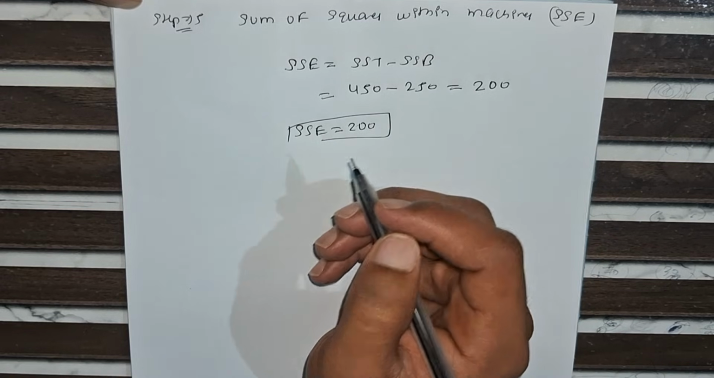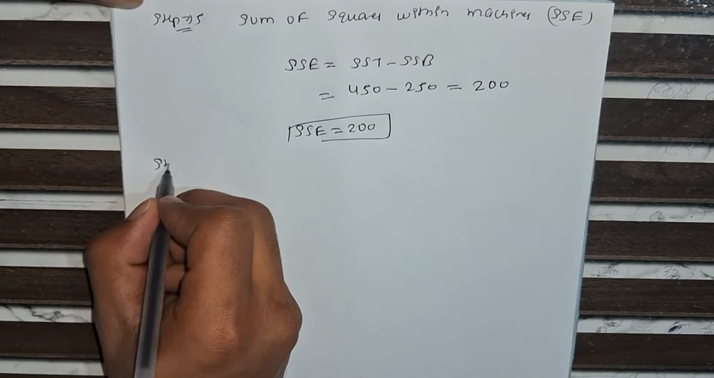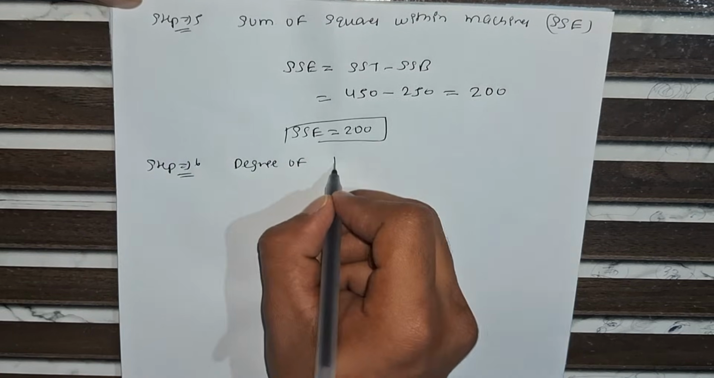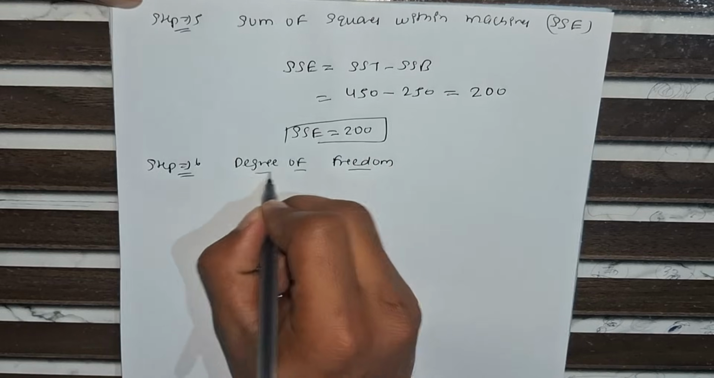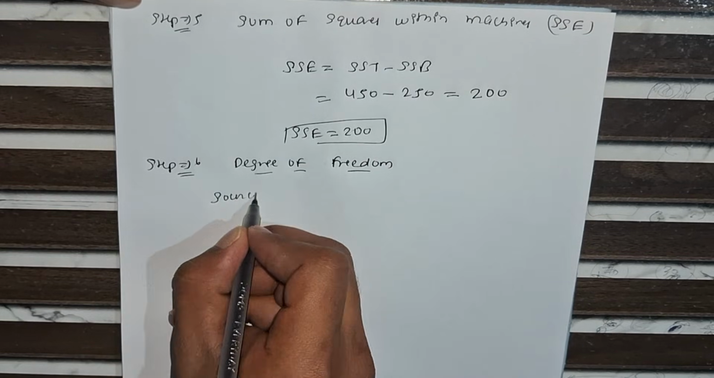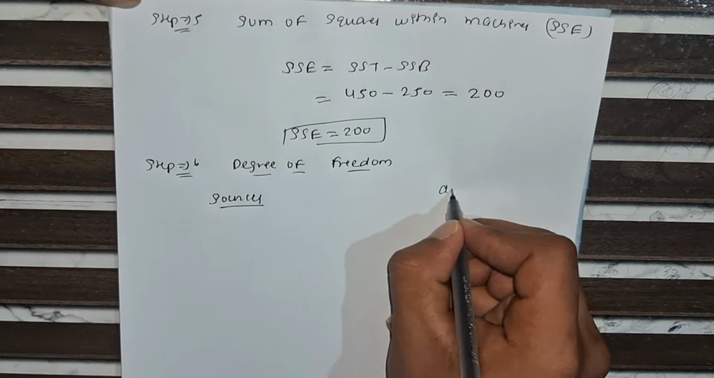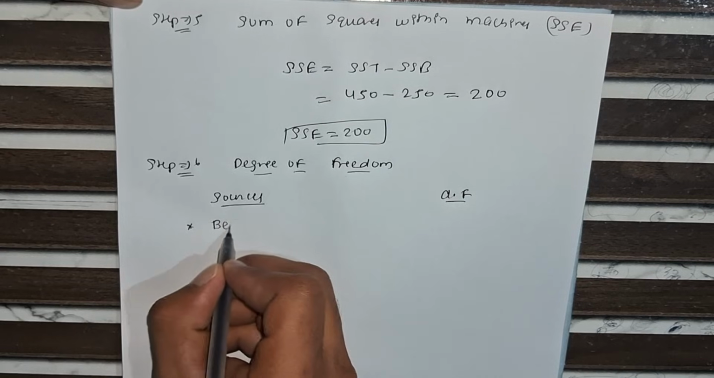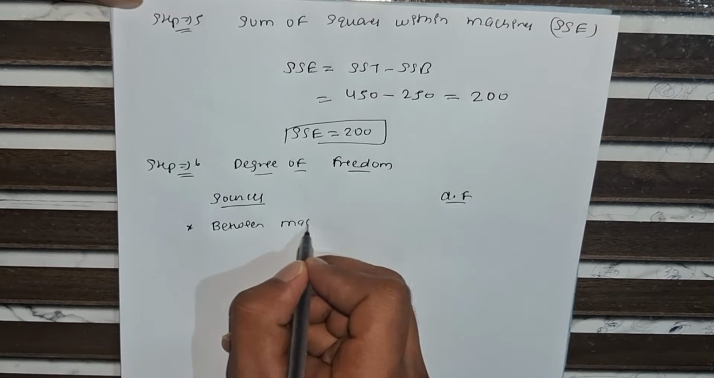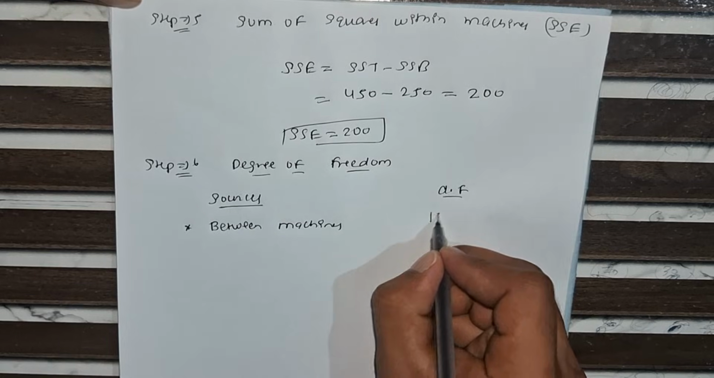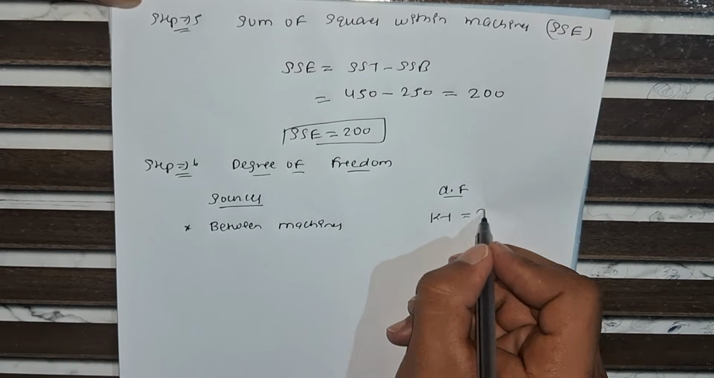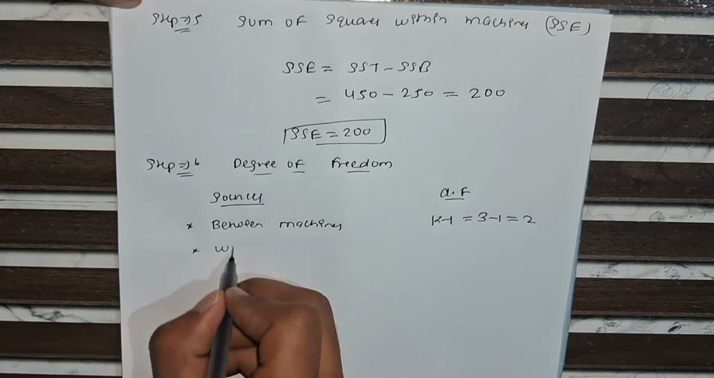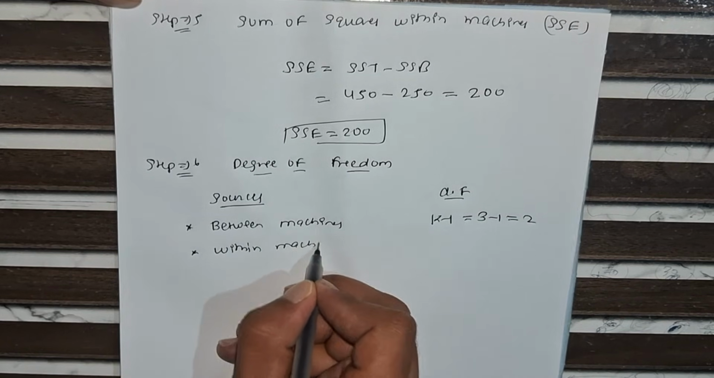Now move to our sixth step, where we are finding degree of freedom. So step 6, degree of freedom. This is nothing but the sources which is given in the question, and this is the degree of freedom for particular sources. So first one is between machine. Between machine, degree of freedom is nothing but k minus 1. So what is the value of k? Which is 3, because A, B, C, 3 machines are there, minus 1 which equals 2.